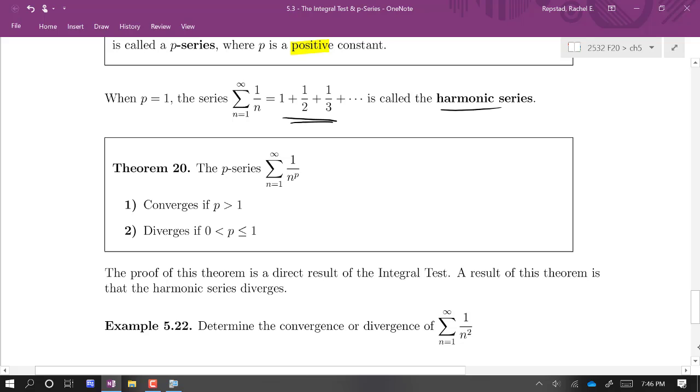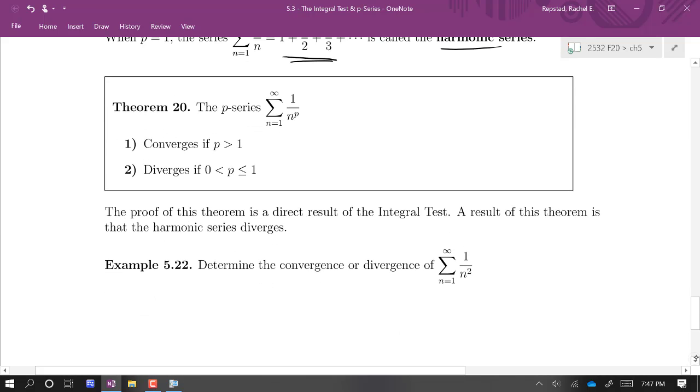And Theorem 20 just gives us a nice, neat test for how to tell when a p-series converges or not. A p-series will converge if p is strictly greater than 1, and the p-series will diverge if p is between 0 and 1. The theorem is easily proved just by applying the integral test, and just looking at what your integral looks like for different values of p.